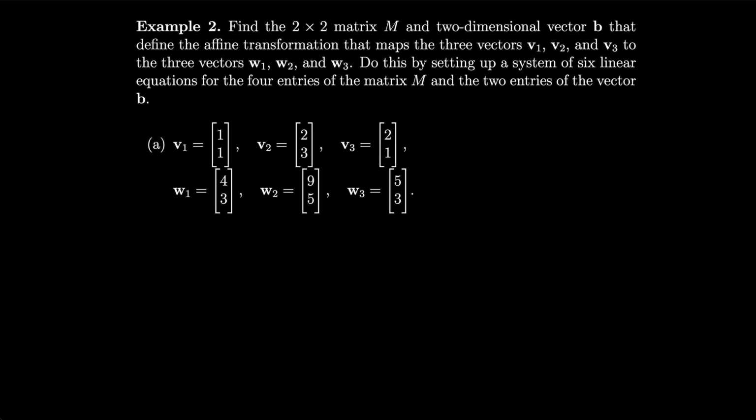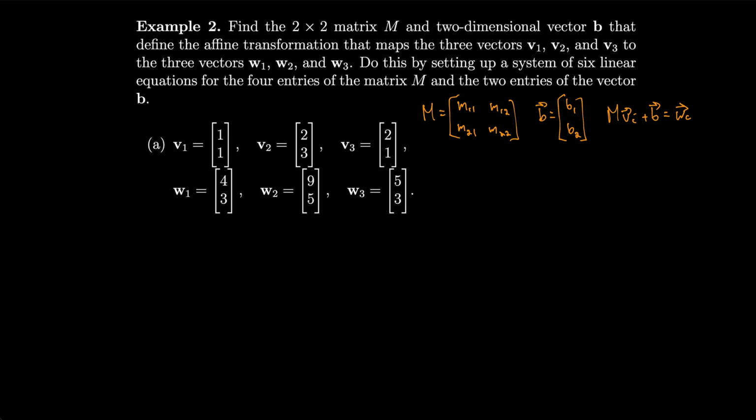Okay, we'll set our matrix M equal to the arbitrary matrix M11, M21, M12, and M22, and we'll solve for each of those, and then we'll set B equal to the vector b1, b2, and we'll solve for b1, b2. So we know that M times each of the vertex vectors vi, plus B has to be equal to each of the wi vertices.